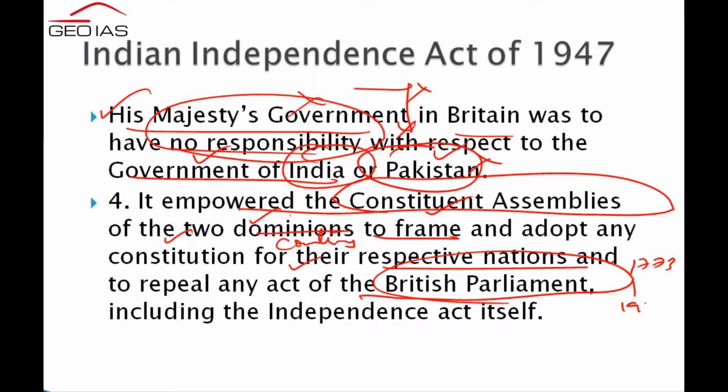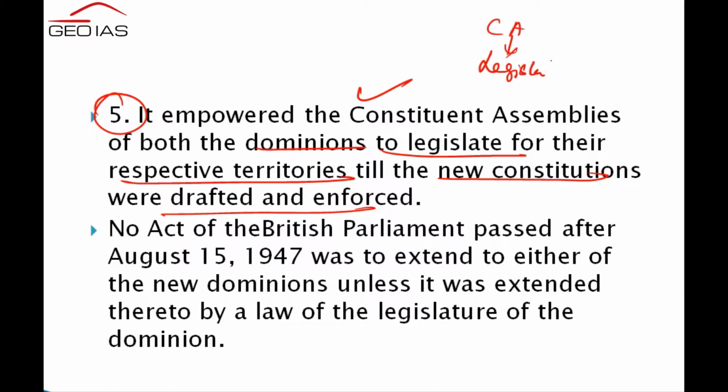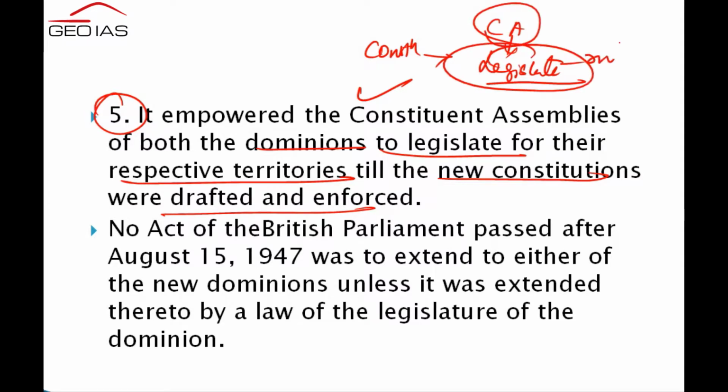They can repeal even the Independence Act itself. I think it empowered the Constituent Assembly of both dominions to legislate for their respective territories till the new constitutions were drafted and enforced. So the Constituent Assemblies could legislate some rules and regulations before the enactment of the Constitution itself, so they can have their own rule in their own countries.